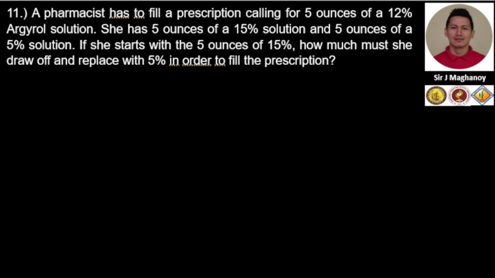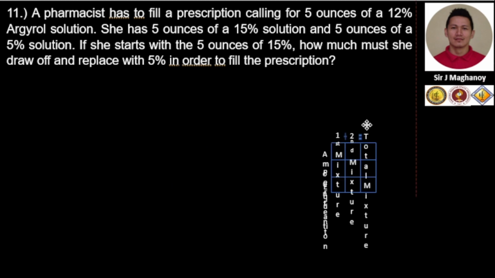Supplement number 11. A pharmacist has to fill a prescription calling for 5 ounces of a 12% Argyrol solution. She has 5 ounces of 15% solution and 5 ounces of 5% solution. If she starts with 5 ounces of 15% solution, how must she draw off and replace it with 5% in order to fill the prescription? The pharmacist is calling for 5 ounces of 12% Argyrol solution.